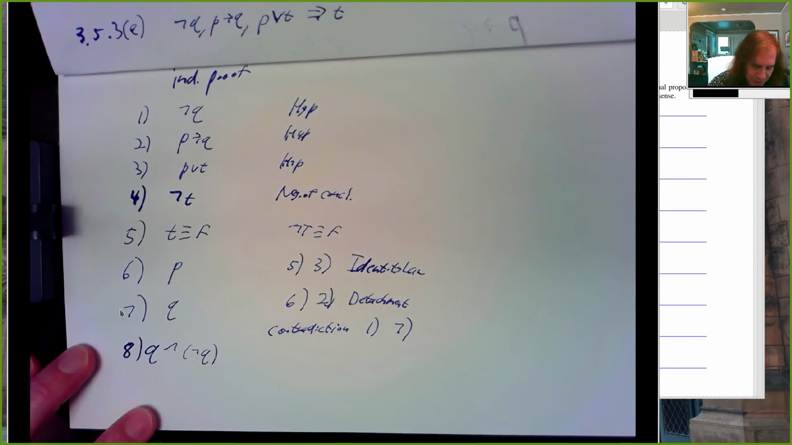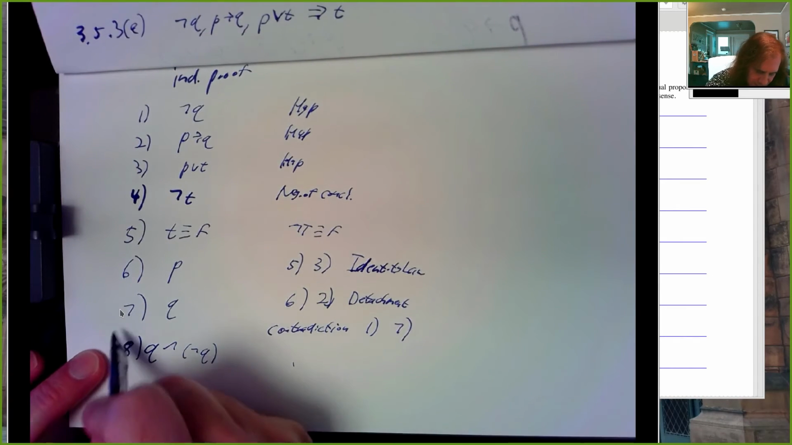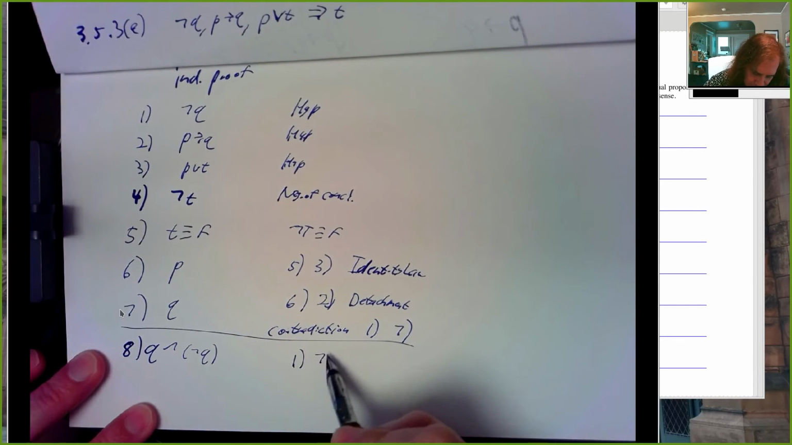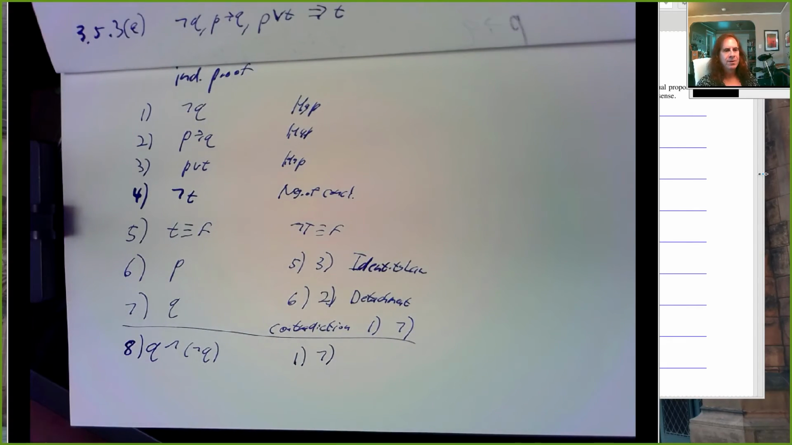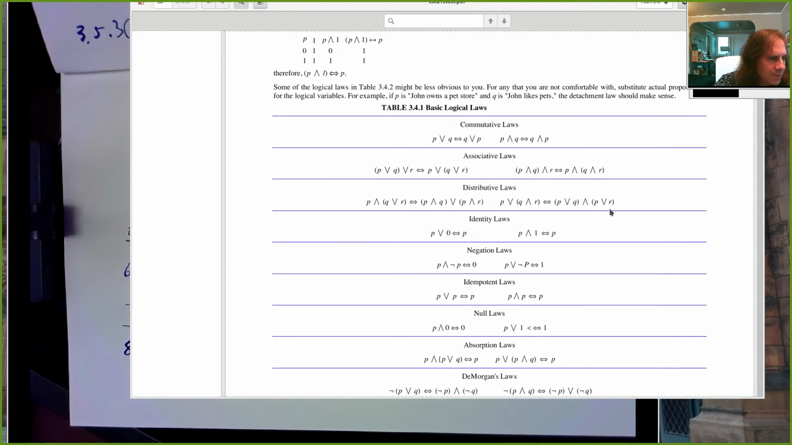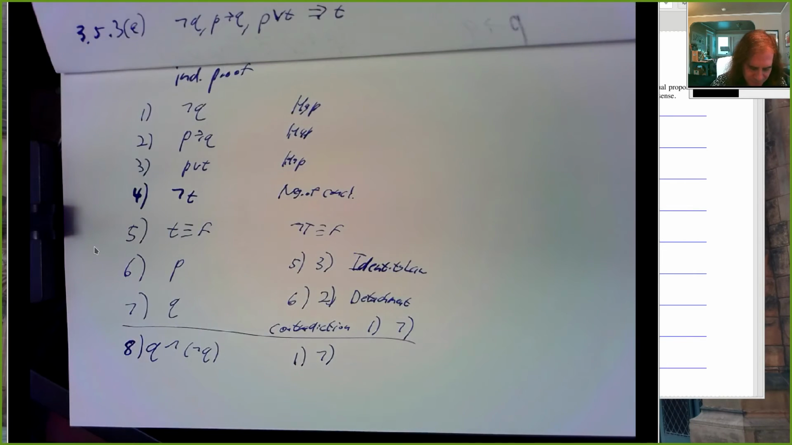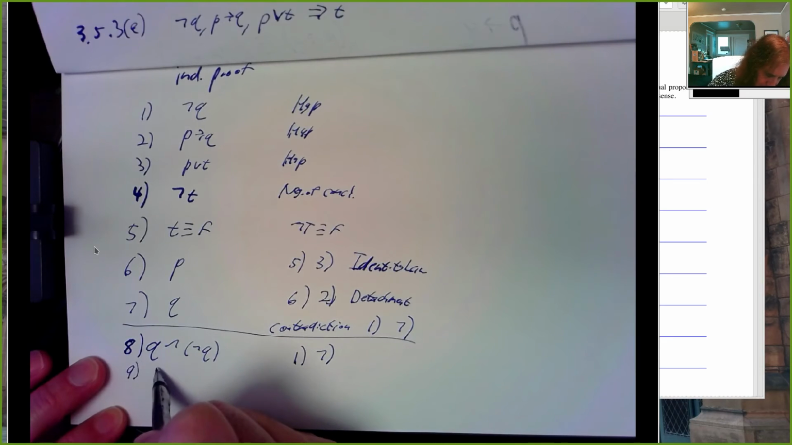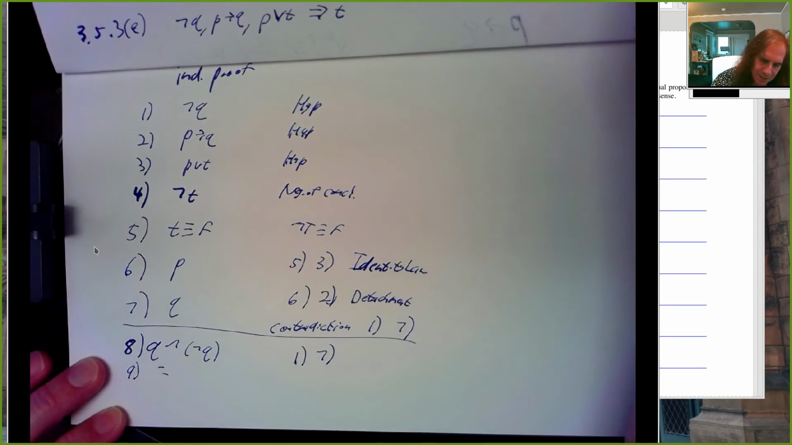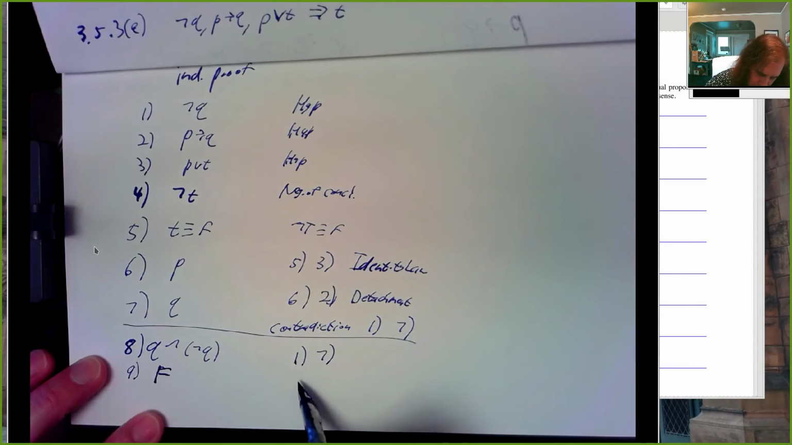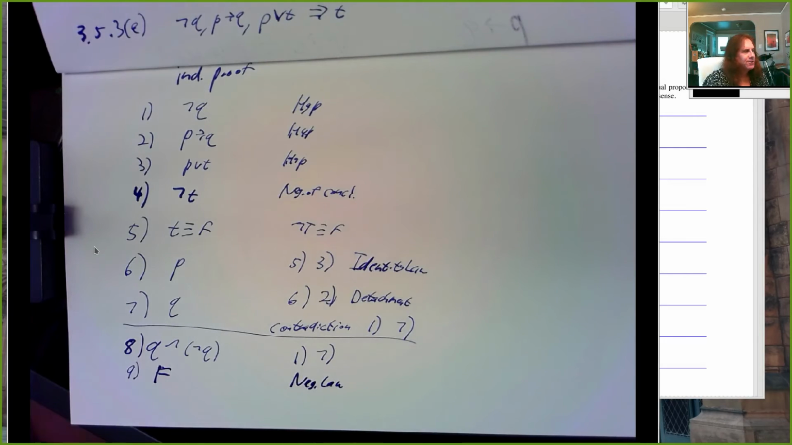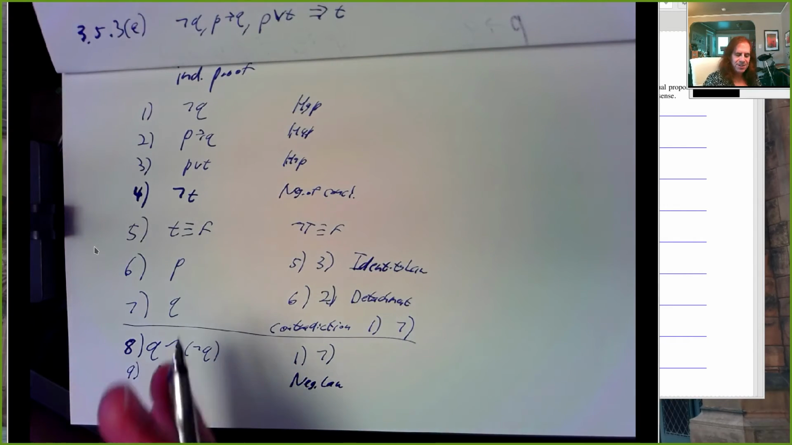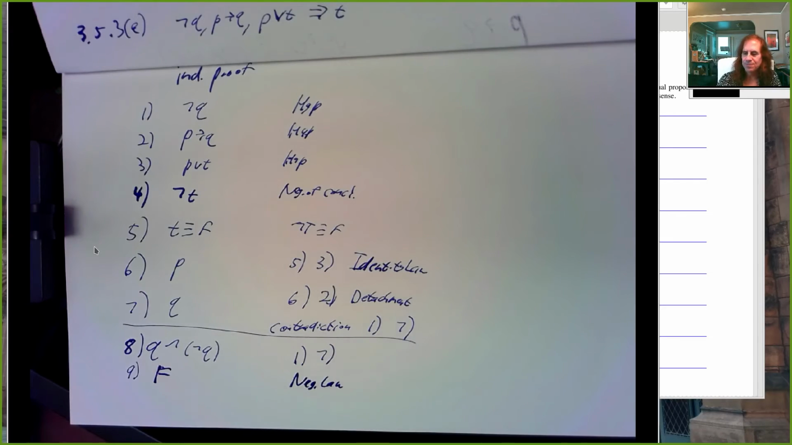And you could say, well, Q and not Q is true because of statements 1 and 7. And then I think we have some sort of law about Q and not Q being equal to false. So this lets us say false, and that's the negation law. And at this point, I clearly have a contradiction because we've just shown false is true.